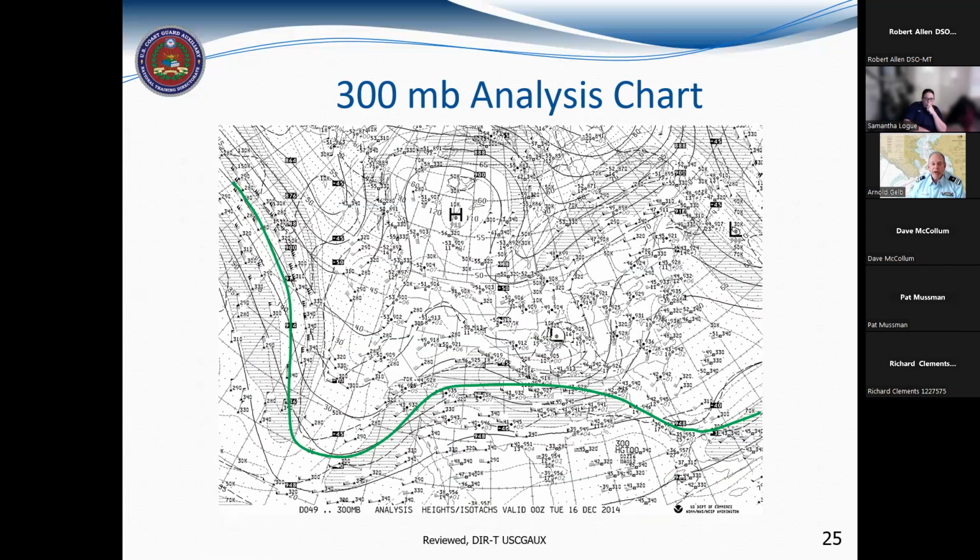Now this is a 300 millibar analysis chart, and here you can see the polar jet stream that is being traced in green for emphasis. Note that it's neither uniform nor, if you look at the rest of the chart, truly continuous. The short regions of lower wind speeds are typical of troughs.